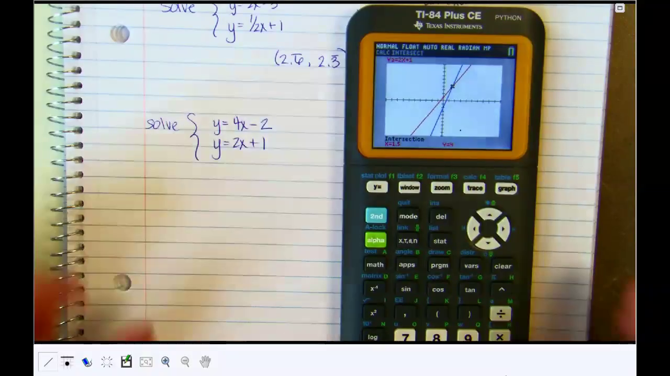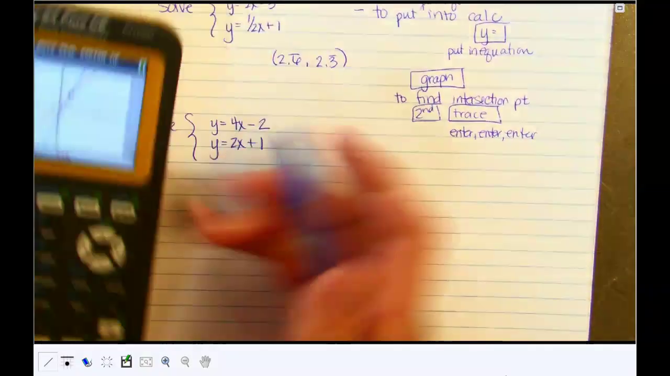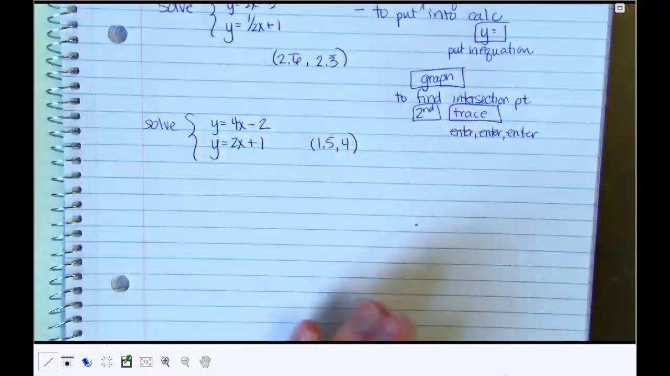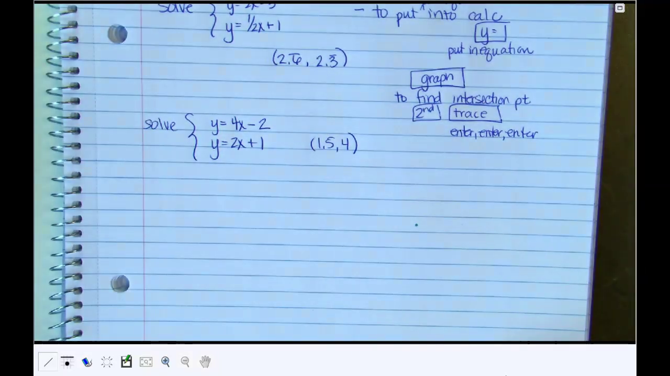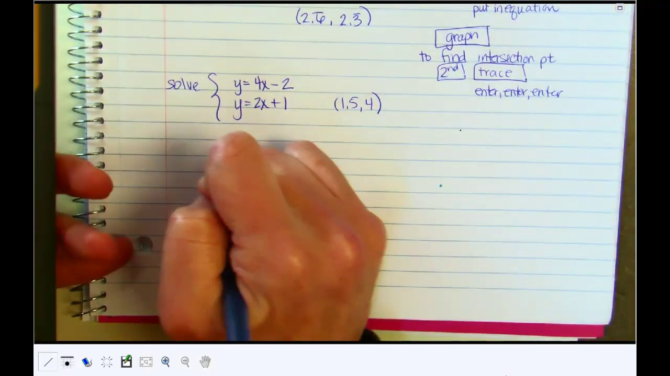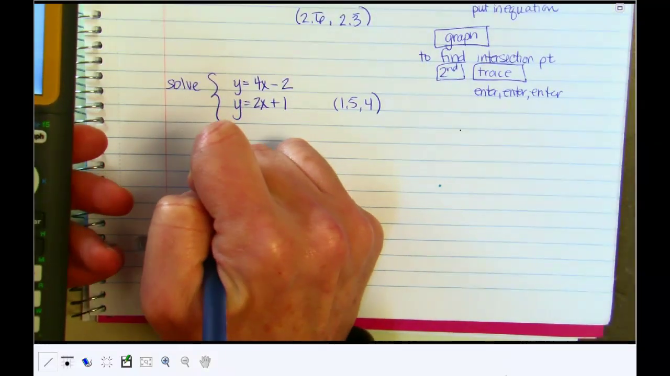Okay, so we've got the coordinate point 1.5, comma 4. That's it. We talked about checking yesterday. You can check, but frankly, I always think if I put it in right, I probably got the right answer. So I don't always check these. That's the honest truth. Okay, so this one I want you to try without me talking in your ear.